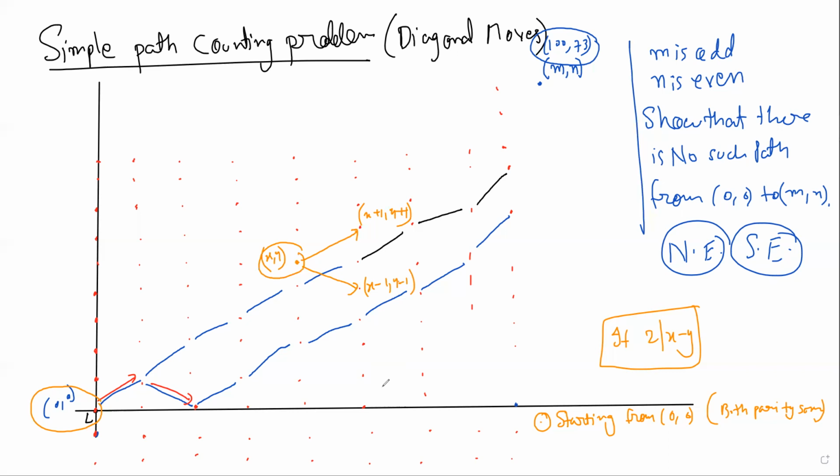Now, does anyone see how to finish this? See, the parity is not changing. If you are at a place where the parity of both is the same, then wherever you reach in however many steps, the parity of both the coordinates will remain the same. And also, if the parity of x and y is different, then it will remain different.